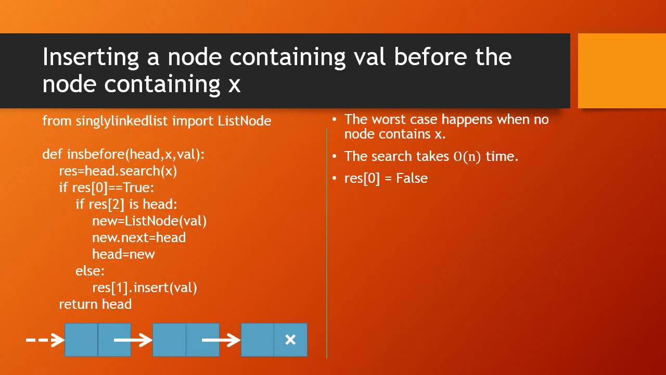Now if you ask me for O notation, I already know that the search takes O(n) time, and then I just do a comparison for the outer if, and then I return the head pointer. So all of this is O(1). So I can say that this is O(n).